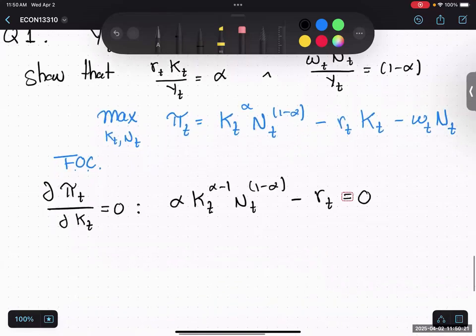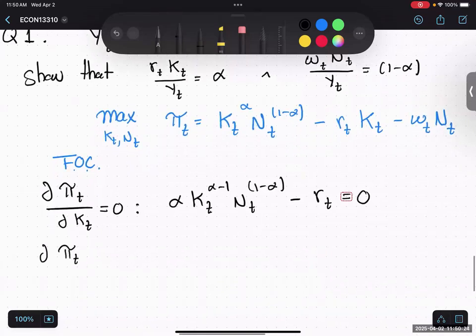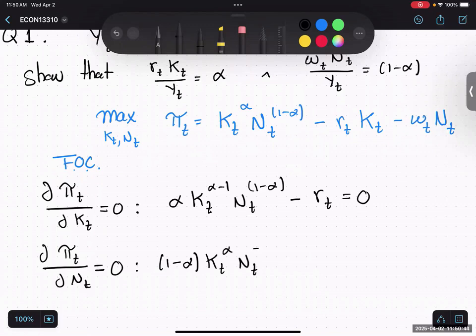The second first order condition is also a partial derivative of the profits function, but this time with respect to labor, and this must be equal to 0. The partial derivative is 1 minus alpha, K_t to the alpha, N_t to the negative alpha. In the second element of the profits function we don't have labor, so the derivative is 0. And in the third component, we have labor, so the derivative is W_t.